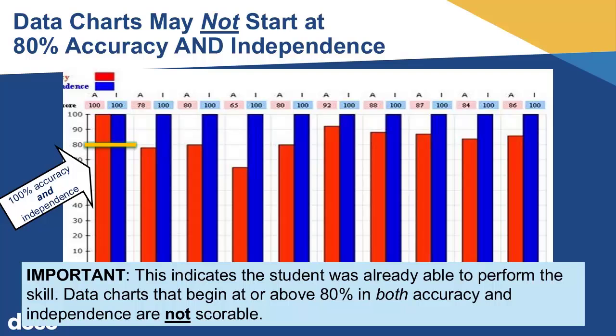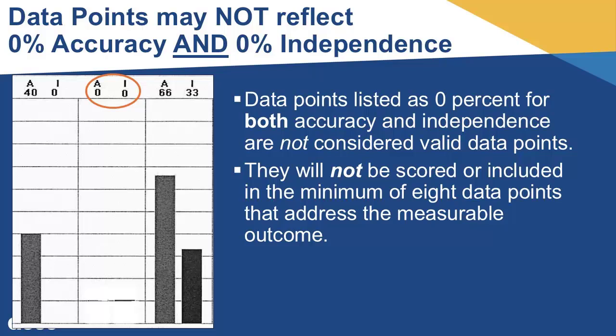Now, if it's just a blip, like maybe lucky guesses, don't use it. Use start where they are. Try it another day. But if that first one is 80% in both accuracy and independence, it won't be scored. Now, on the other side of the coin, we have 0, 0. If you have data points that are 0, 0, they won't be counted as part of those 8 dates because nothing happened. If the student didn't do anything, maybe it was a refusal, it was a tough day, just don't use it. Don't put it on there, okay?